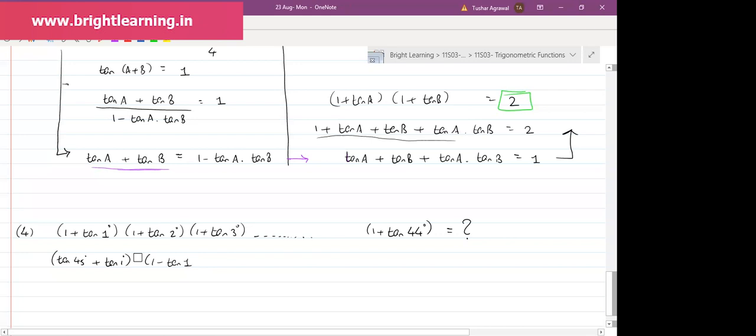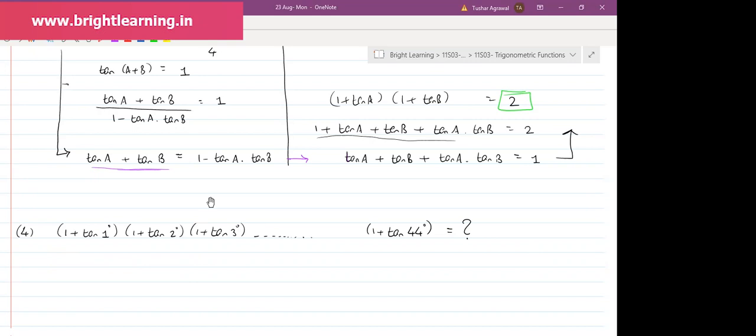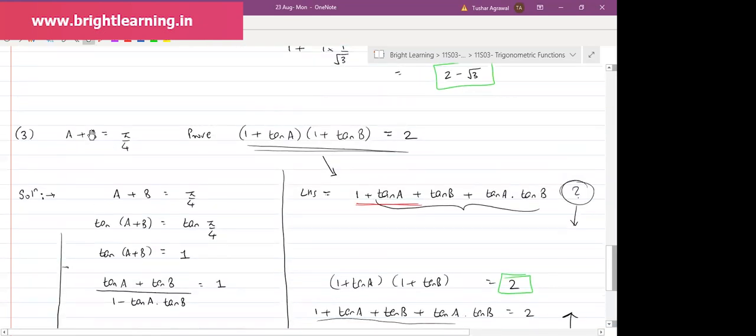Okay, let me just explain directly how to proceed. This question is just an application of the previous identity that we have seen. Yes, sir, I was also trying A plus B equals pi by 4. If the addition of two angles is 45, we have this identity: 1 plus tan A into 1 plus tan of the other angle is equal to 2. We have just proved this thing.